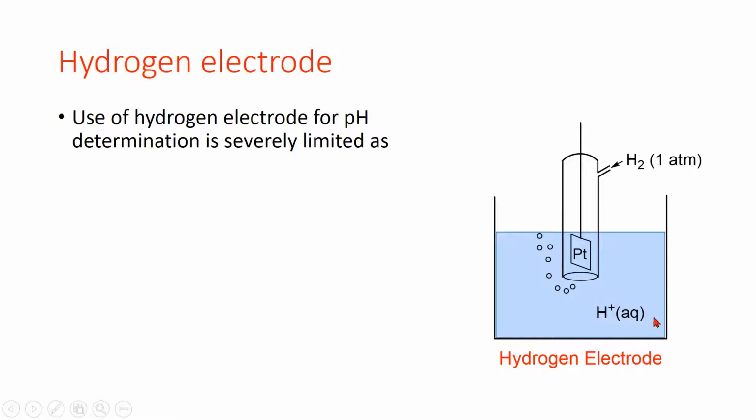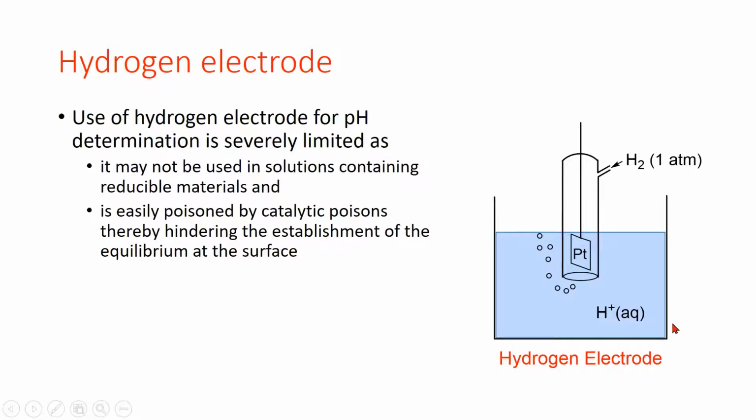Use of hydrogen electrode for pH determination is severely limited. It may not be used in solutions containing reducible materials, and it is easily poisoned by catalytic poisons that hinder the establishment of equilibrium at the surface.